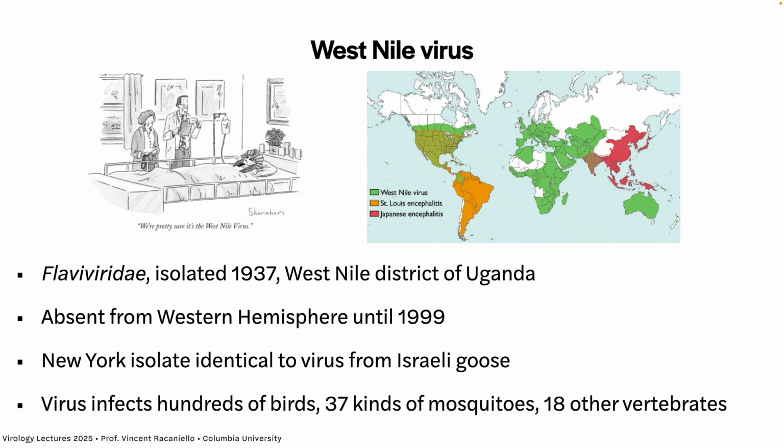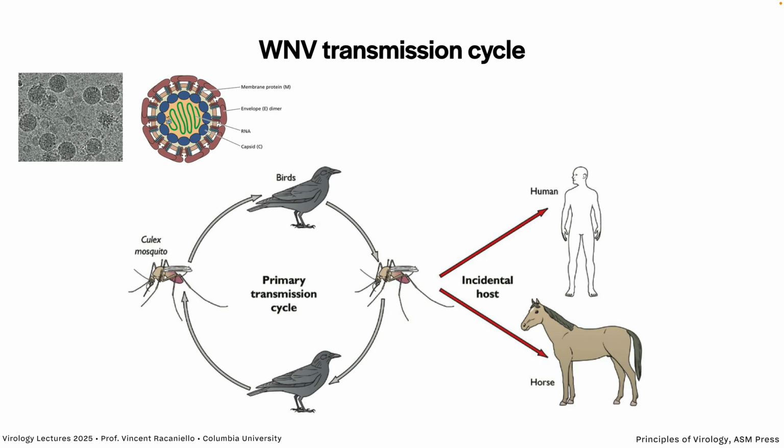And we think this virus came from Israel because the sequence is identical to that of a West Nile virus found in an Israeli goose from a goose farm. I don't know how it got here. It infects many birds, many mosquitoes can carry it, other vertebrates can carry it as well. So here is the infection cycle of West Nile virus. So the primary transmission cycle is among birds. The mosquitoes bite birds in the wild and transfer the virus from bird to bird.